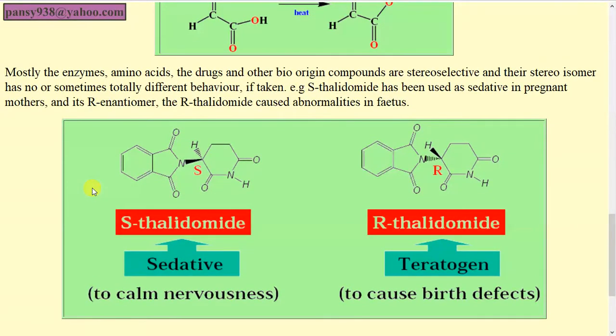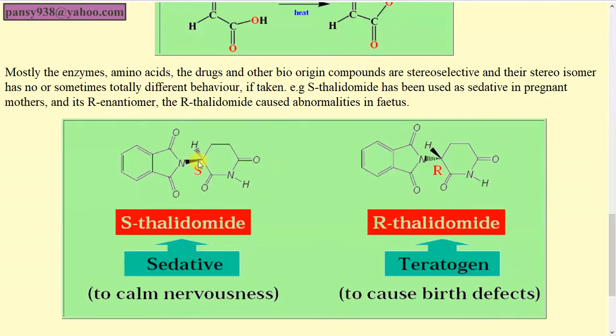But now just concentrate on these drugs and their action. They found that S thalidomide has a sedative action, while R thalidomide is teratogenic, or it causes birth defects in the fetus. Although, while you see the structure of both of the compounds, there is a slight difference between them.